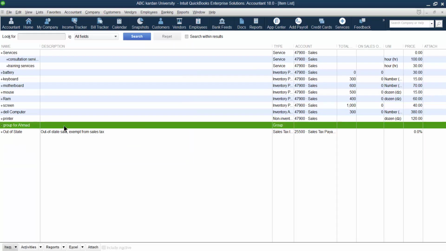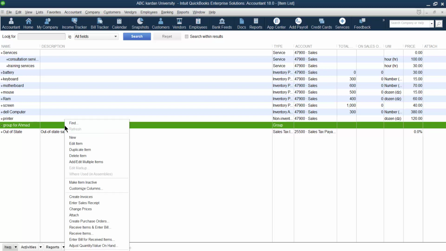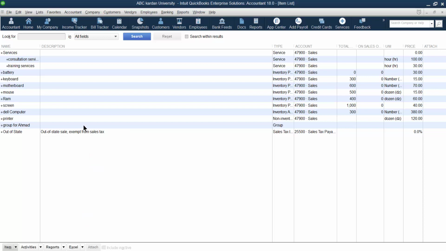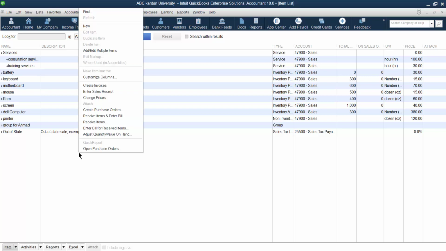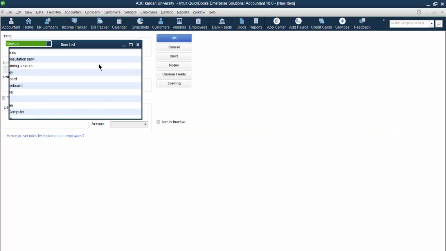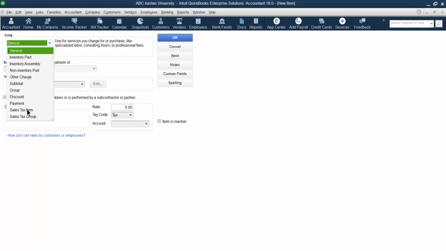If you want to print this one, later on we will discuss how to print it. When we discuss the invoice, I will show you how these items will appear on the print. Some of the topics are linked to each other, so we cannot discuss it all together. So this was regarding group. Next one is regarding sales tax item.